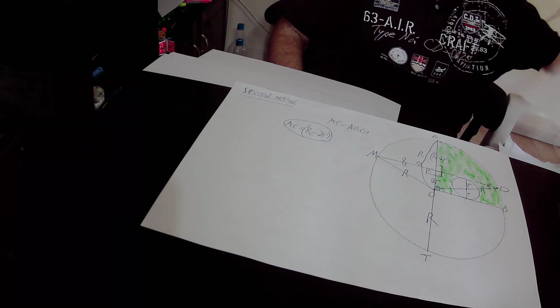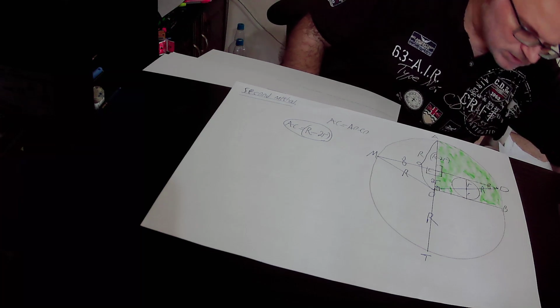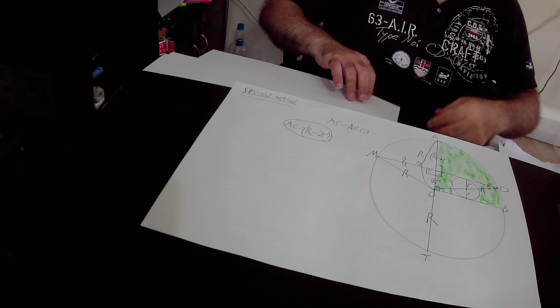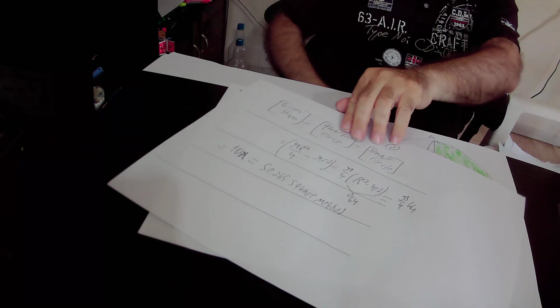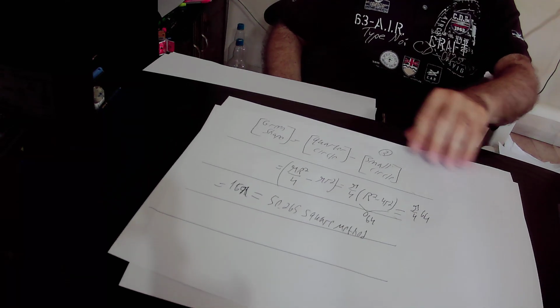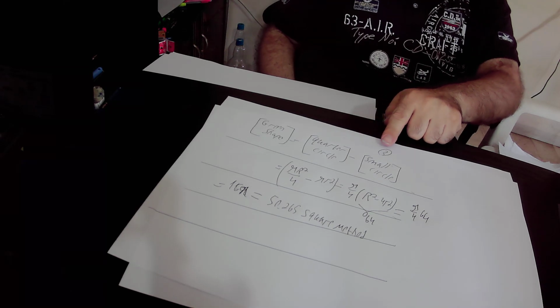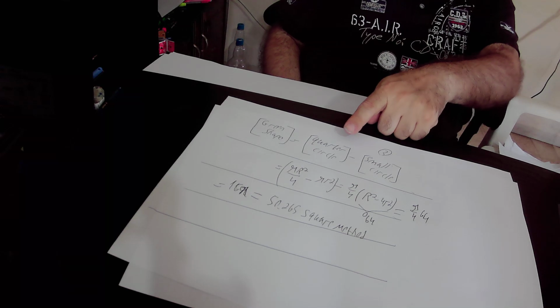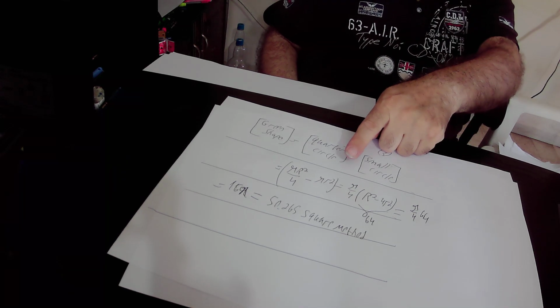And what is the area of the green shape? The area of the green shape equals the area of the quarter circle minus the area of the small circle. The area of the quarter circle is pi times capital R squared over 4. The area of the small circle is pi R squared.